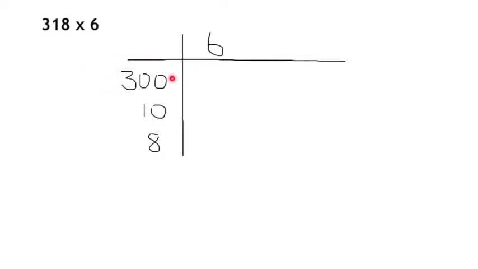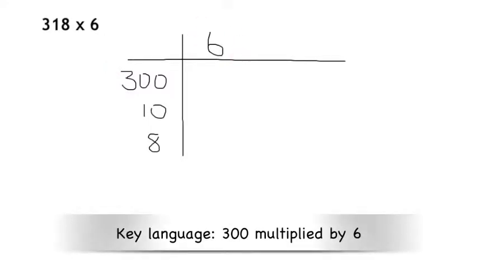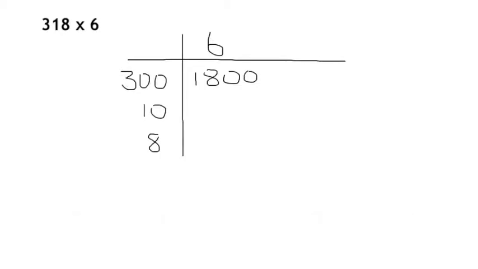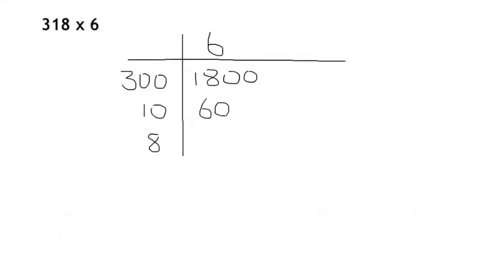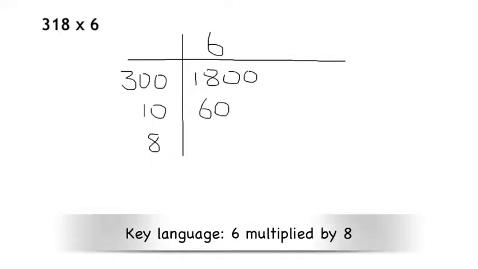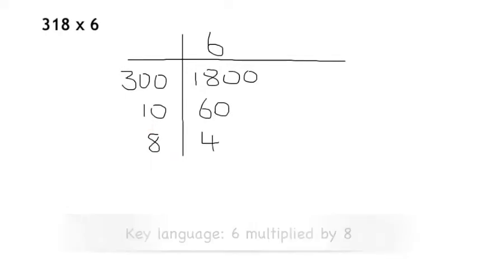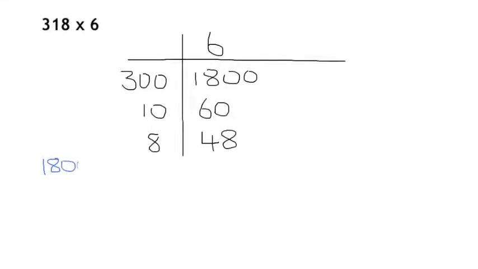3 sixes are 18. So 300 multiplied by 6 equals 1,800. 6 tens are 60. And 6 multiplied by 8 equals 48. I find the sum of 1,800, 60 and 48.